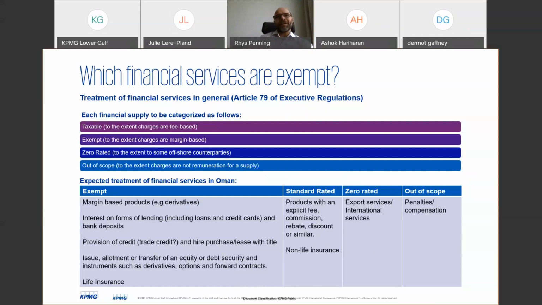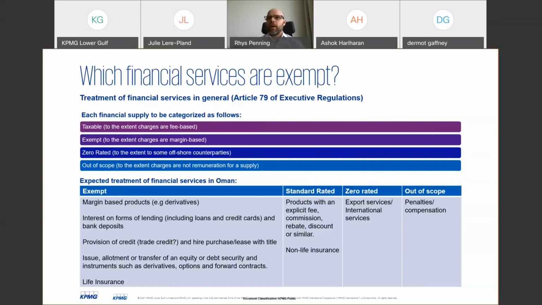Penalties is a fantastic discussion that we could spend an hour or so on. To keep it very, very simple, for VAT to be payable, we need a supply for consideration. The generally accepted view is that most penalties are in the nature of compensation and there is no underlying supply.